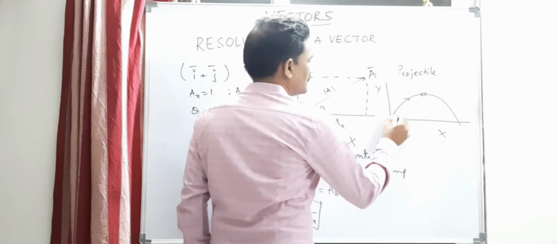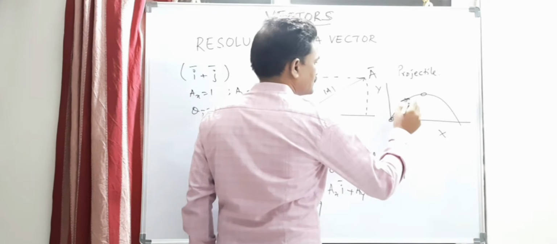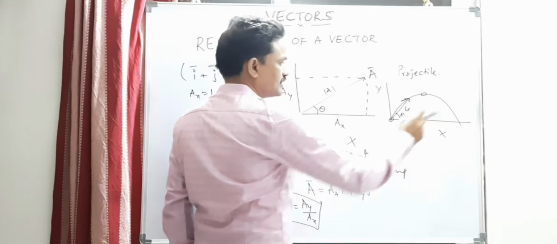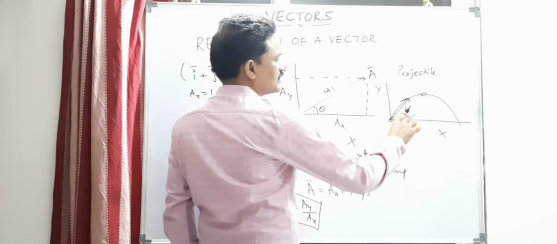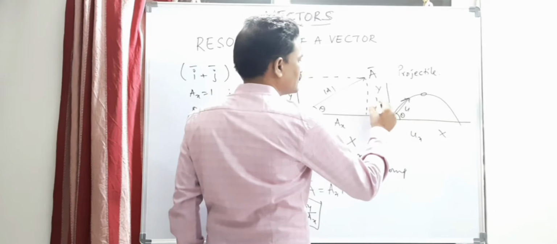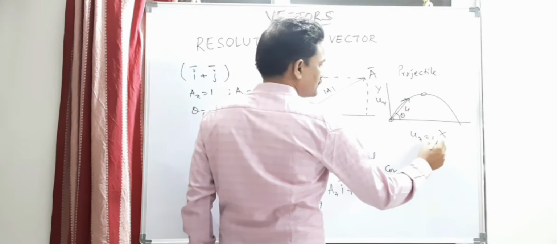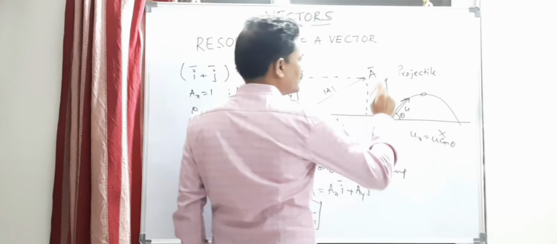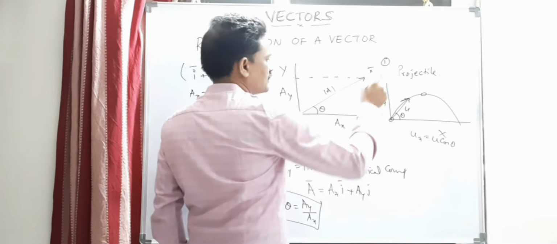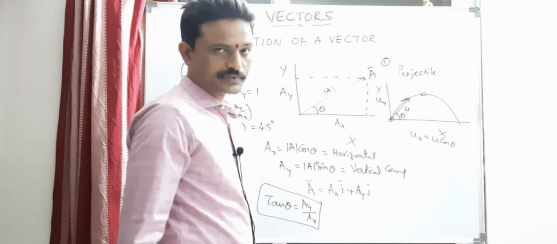I give only some initial velocity, that is u. This is the initial velocity. This initial velocity is making an angle theta with the horizontal. Now I can resolve this into two components, one is ux and the other one is uy. So ux becomes u cos theta and uy becomes u sin theta. This is the first thing that we are going to see in the fourth chapter.